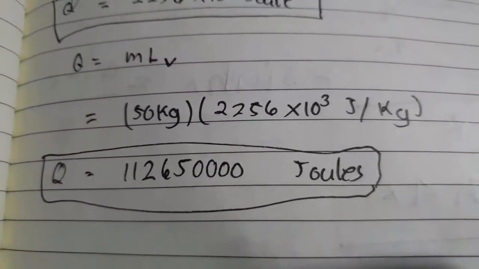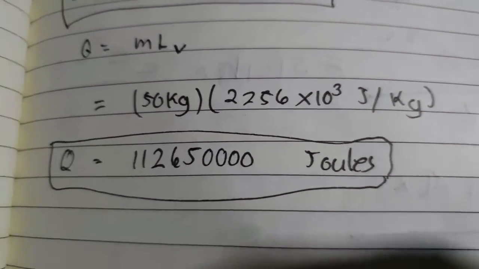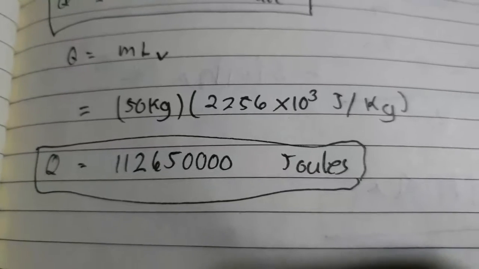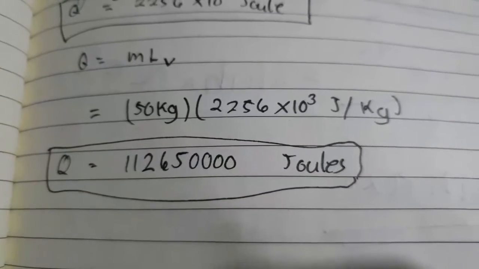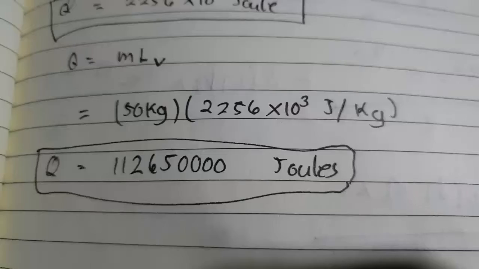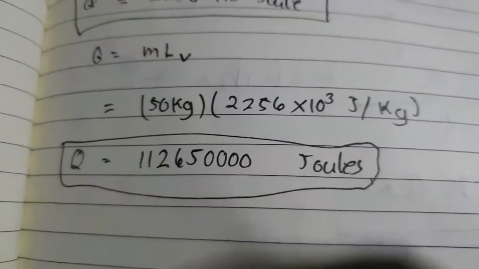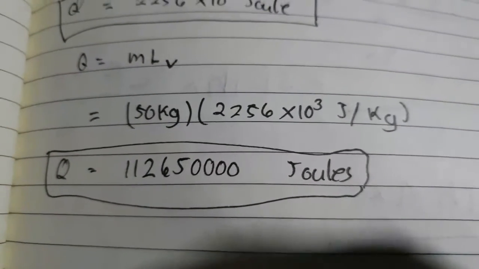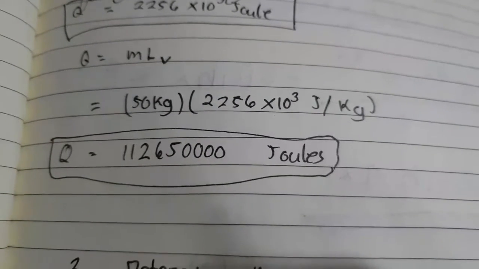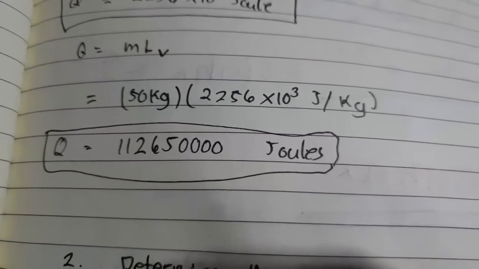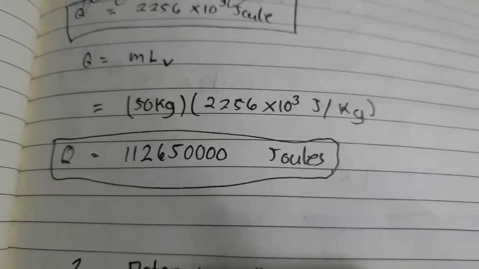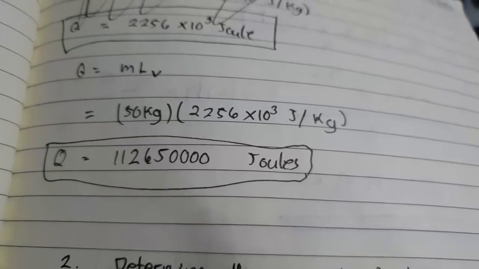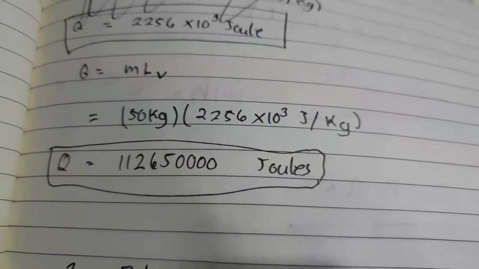So this is the formula for solving the enthalpy. We have a 50 kg mass and a constant heat of vaporization of 2256 times 10 raised to 3 joule per kilogram. We're just going to simply multiply these two to get the enthalpy, and we will come up with the answer of 112,650,000 joules. That's it. Thank you guys.